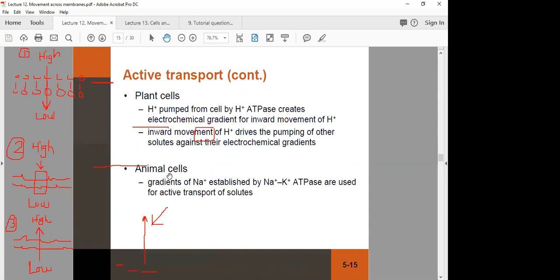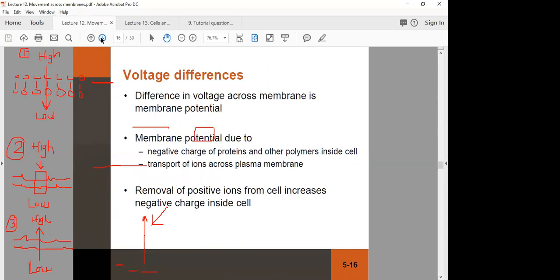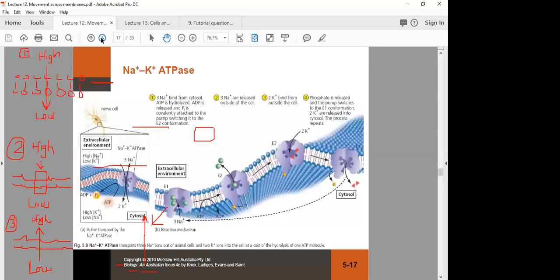In animal cells, rather than using these gradients of protons, gradients of sodium are established, and these are established by a different ATPase membrane transporter called a sodium-potassium ATPase. And we can look at that on, not that slide, but the next one. I'll come back to this slide in just a minute.